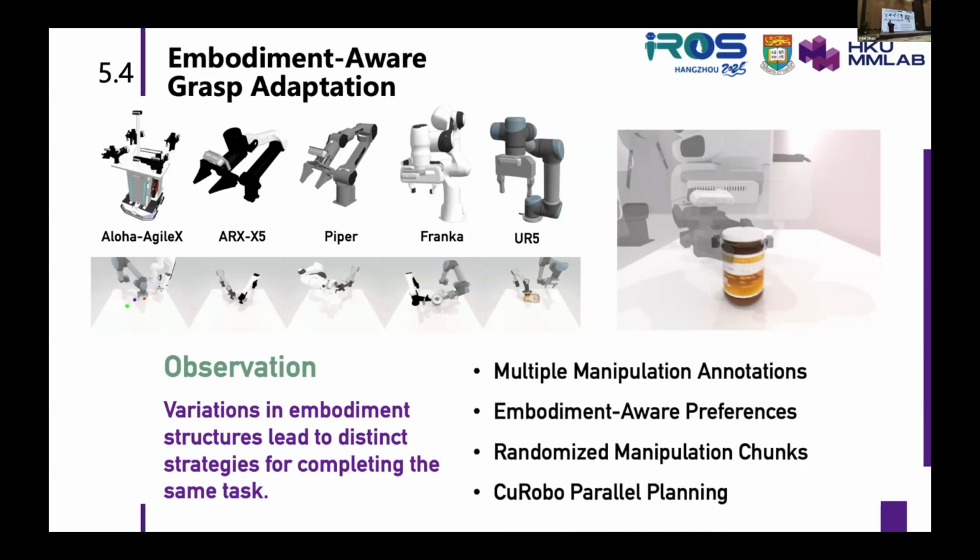For example, for each object, we annotate multiple manipulation annotations. Also, we annotate each embodiment with an embodiment preference because, for example, we hint to the system that a front-end robot might prefer to complete a task from top to down. We randomize manipulation chunks to ensure a wider range of planning. And finally, we use robot motion planning for faster data generation.